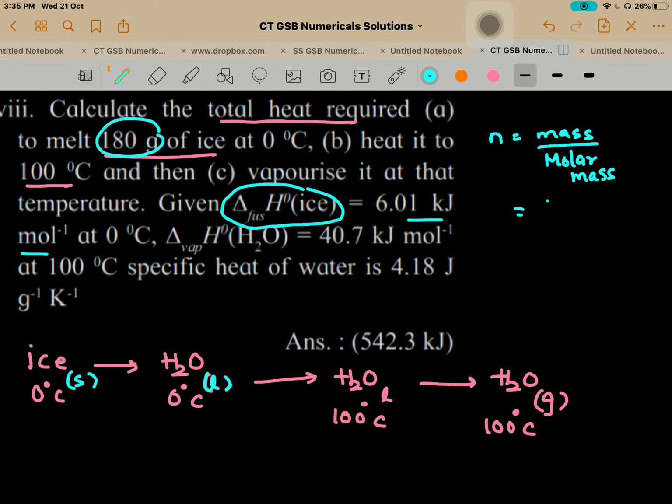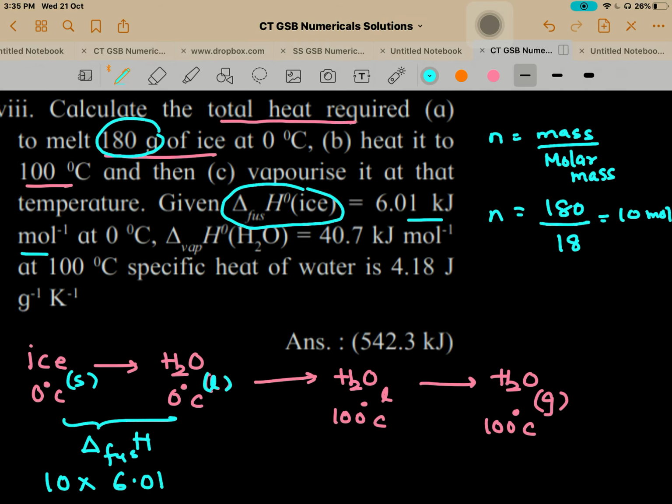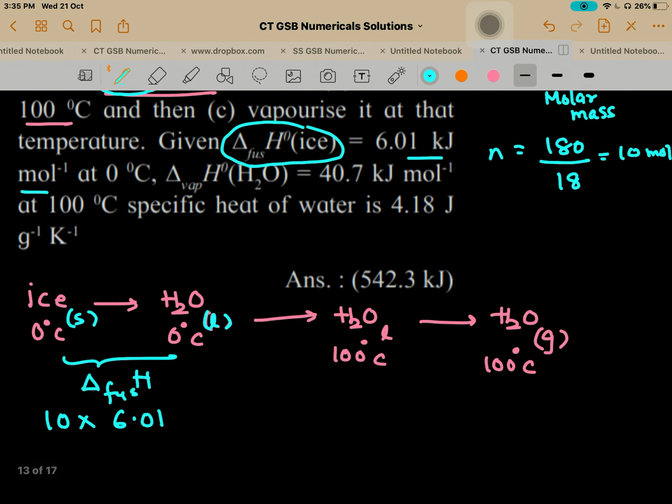correct? So how much is the mass given? 180 gram, and molar mass means for water it is 18. For ice also it will be 18. So this is 10 mole, correct? Your n is 10 mole. So per mole heat change required is 6.01. So for 10 mole it will be 10 into 6.01. Before that, what is this? This is enthalpy of fusion per mole. So for 10 mole, it will be 10 into 6.01. Is this clear to you?